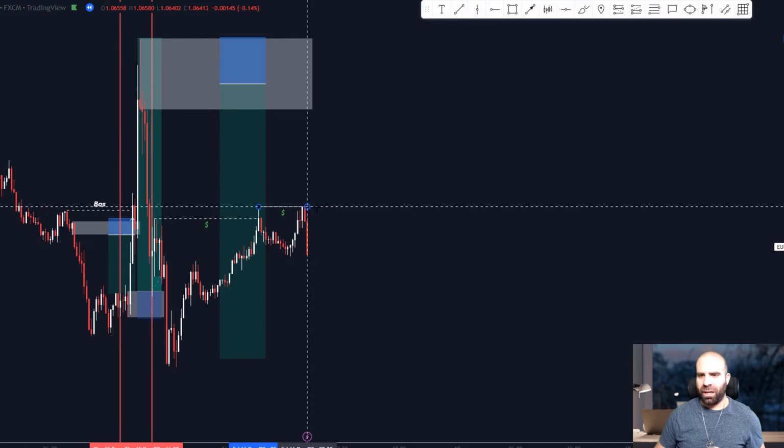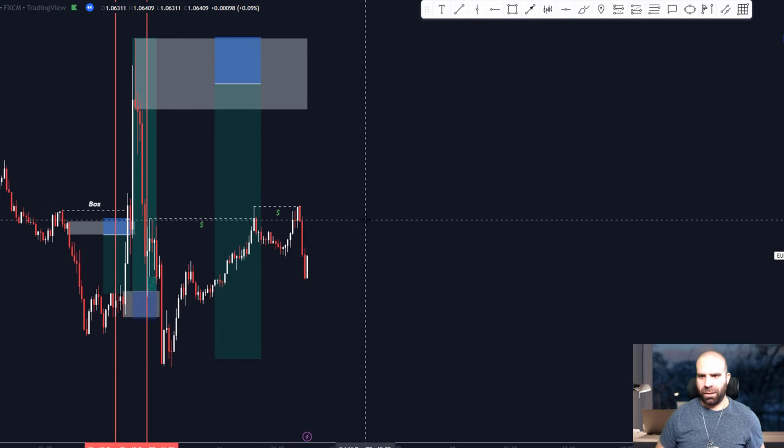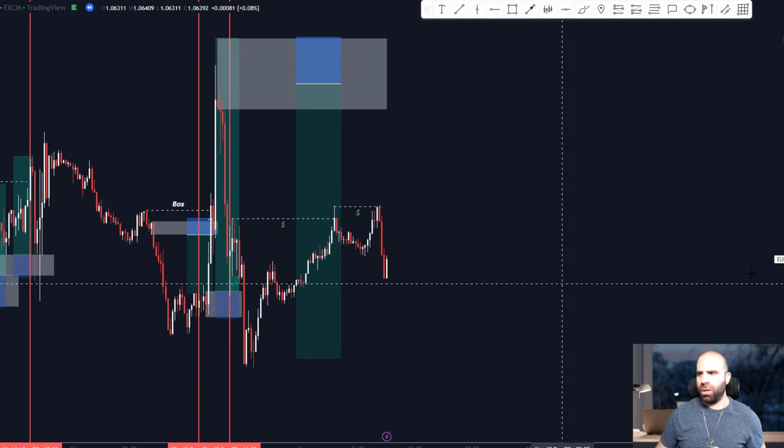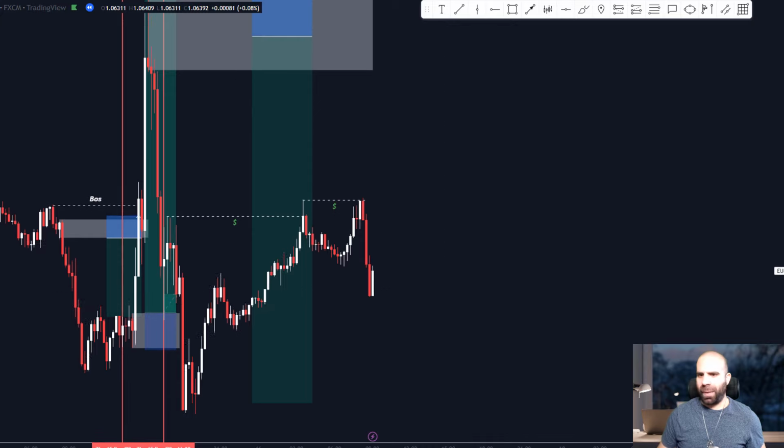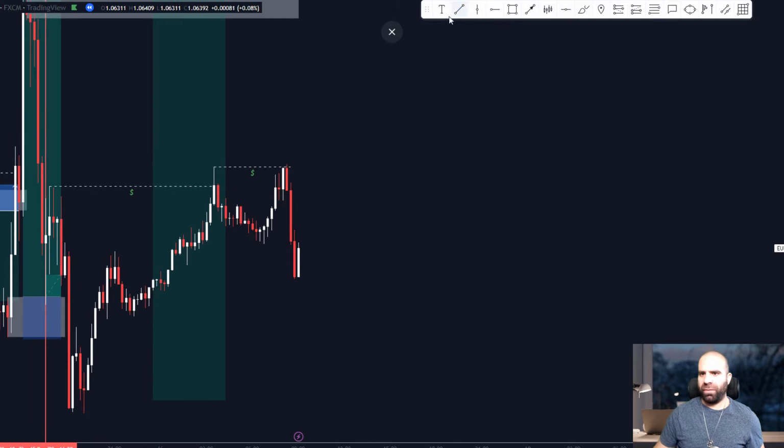So we did grab the liquidity above this area as well. Now, what do we see though? We see a very impulsive break of structure over here.